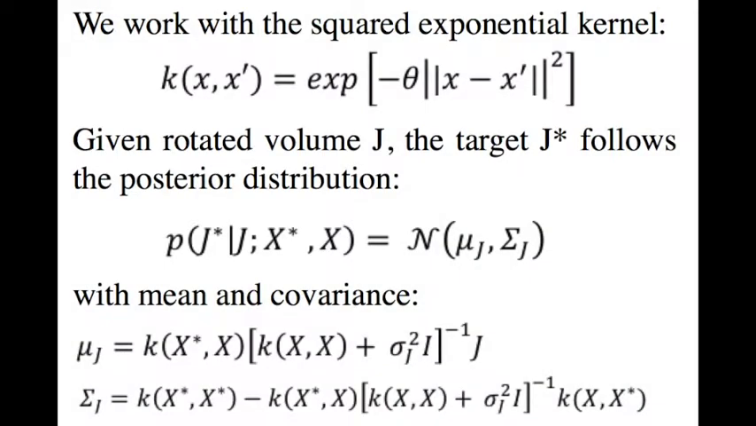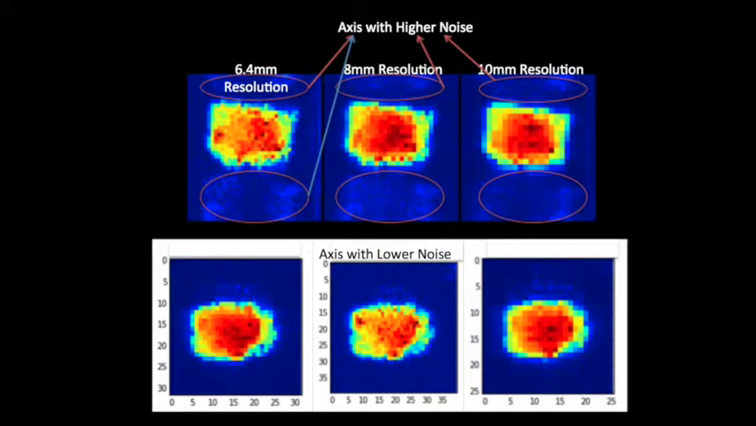So we implemented a registration algorithm with Gaussian process on these low-resolution volumes using the squared exponential kernel. To select the optimal parameters for Gaussian process, we used gradient ascent on the maximum likelihood function. We were able to show that Gaussian process can achieve higher interpolation accuracy.